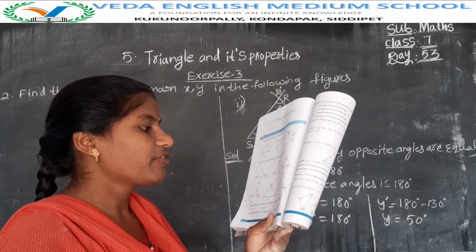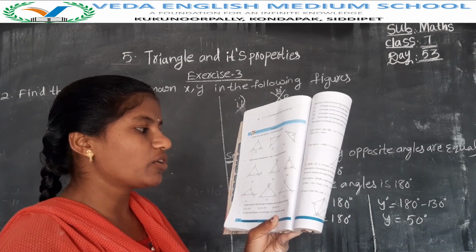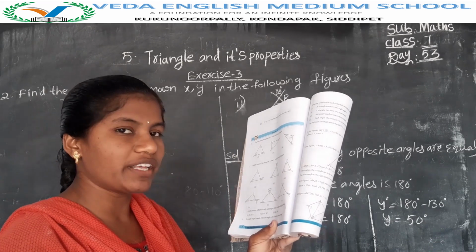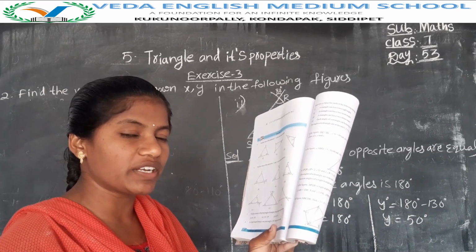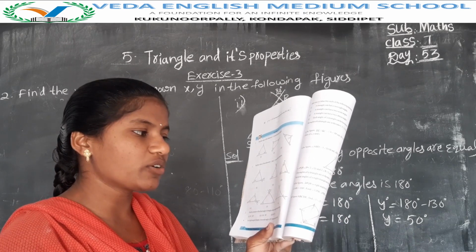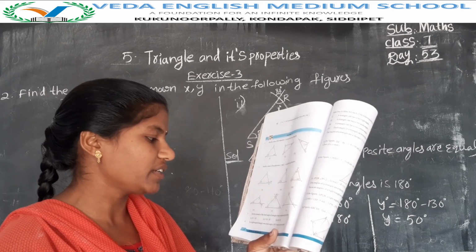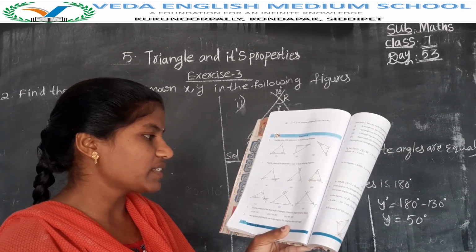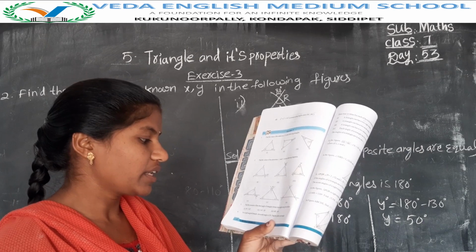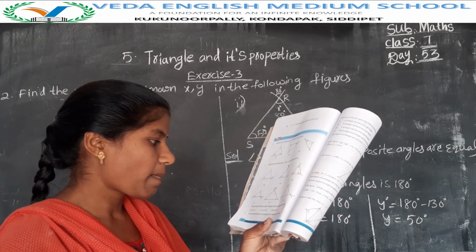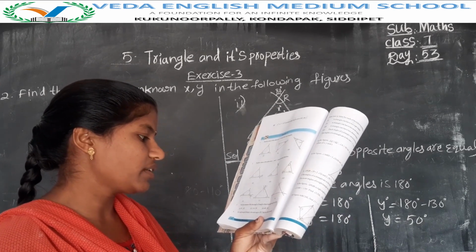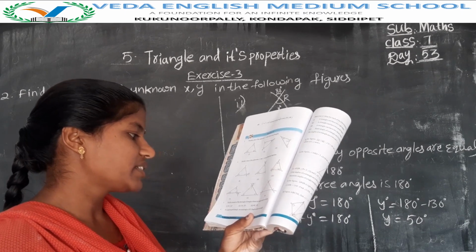Third one directly. 50 plus 60 plus y degrees is equal to 180 degrees. 50 plus 60, 110. 110 plus y degrees is equal to 180 degrees. Y degrees is equal to 180 minus 110. Y degrees is equal to 70. Next, fourth one same like second one. Next, sixth one, fifth one same like second one.